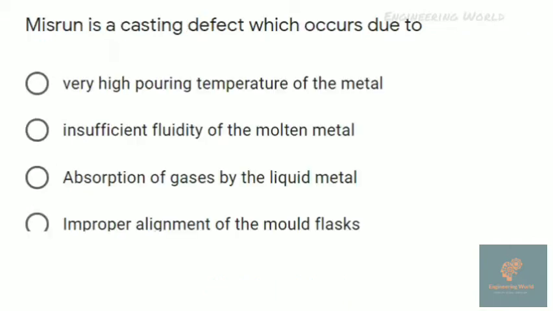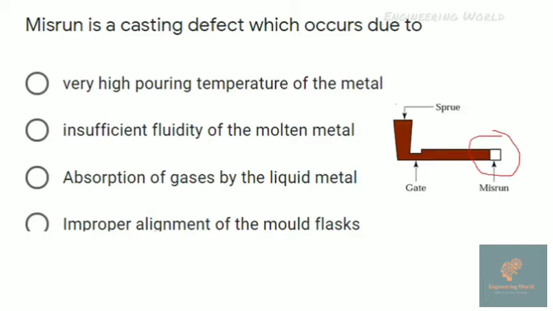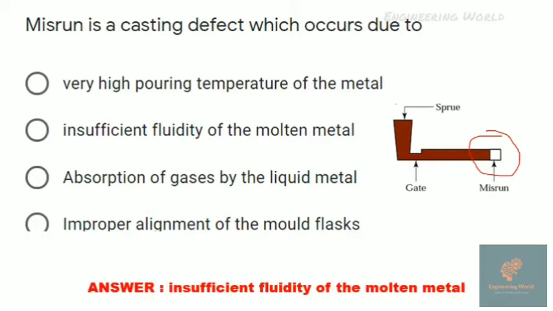Then the next question is, misrun is the casting defect which occurs due to. Here there is a misrun defect, and it's due to there is no metal, that is, metal solidifies before reaching that area, and hence from the options the correct one is the insufficient fluidity of molten metal. This is the correct option.